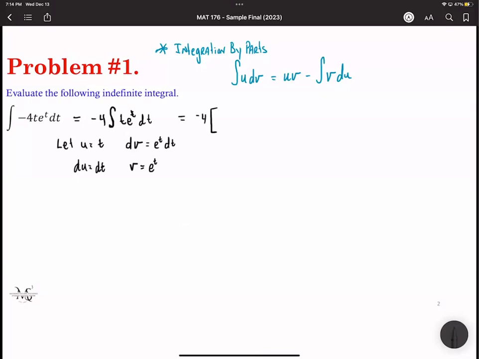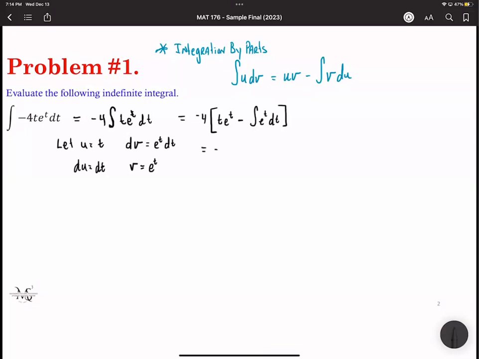I'll put this big bracket here. We'll have u times v, so that's t e to the t, minus the integral of v times du. So you'll get e to the t times dt. Now, when you look at your integral, you just see that you have e to the t dt again, and you will take the antiderivative of e to the t, which is e to the t.